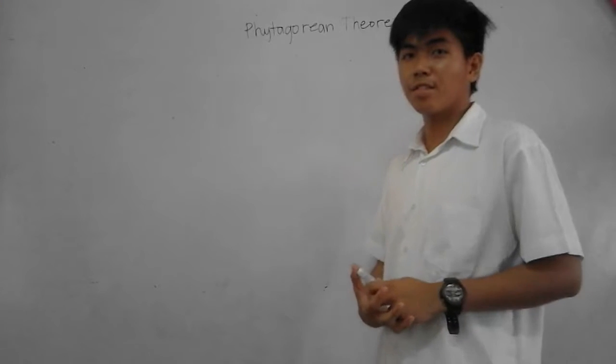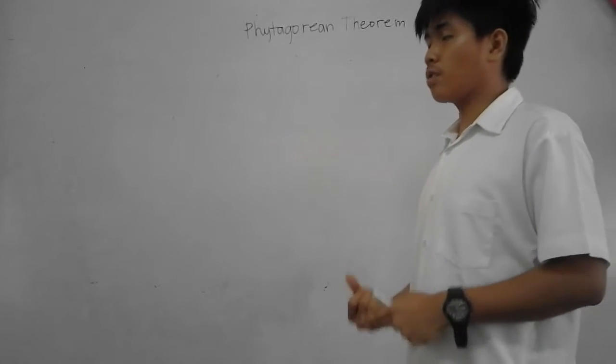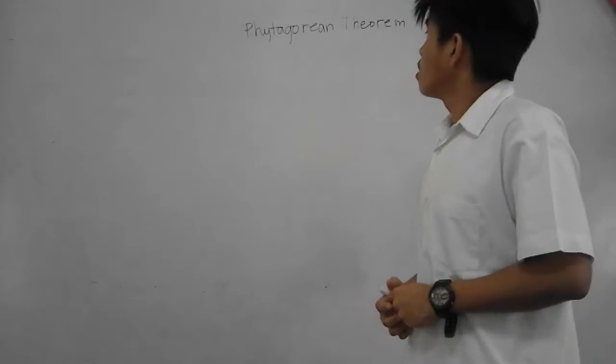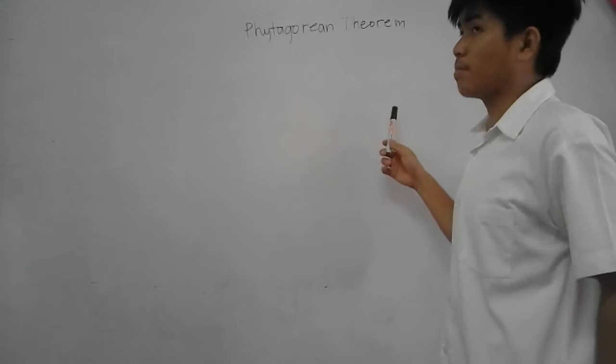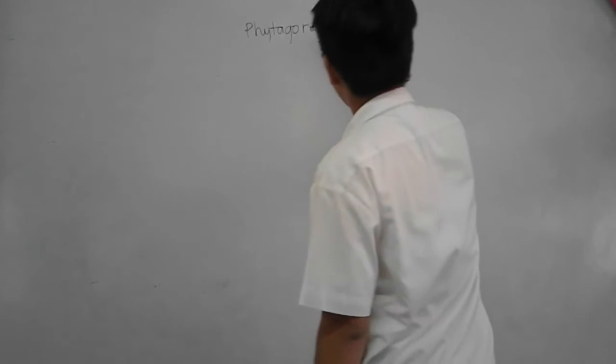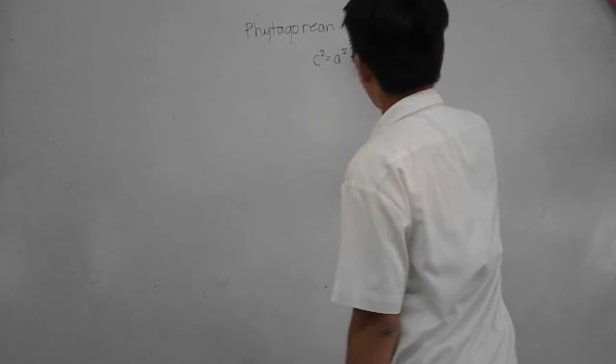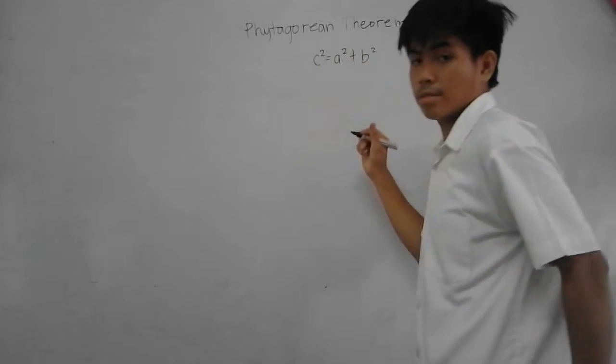In the previous lesson, you learned how to find whether a triangle is an acute, obtuse, or right triangle. Right now, we have to tackle what the Pythagorean theorem is. The Pythagorean theorem states that the square of the hypotenuse is equal to the sum of the squares of the two sides. The formula in the Pythagorean theorem is c squared is equal to a squared plus b squared.